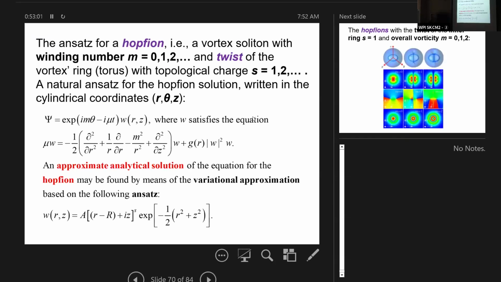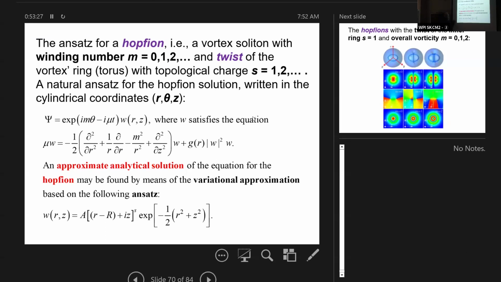So in this case, we can look for stationary solutions in the usual form, written in the cylindrical coordinates r, theta, and z, where m is an integer, which is nothing else but vorticity. So we can look for self-trapped solutions with embedded vorticity. Mu is, again, as before, the chemical potential. And now we can obtain many different solutions.